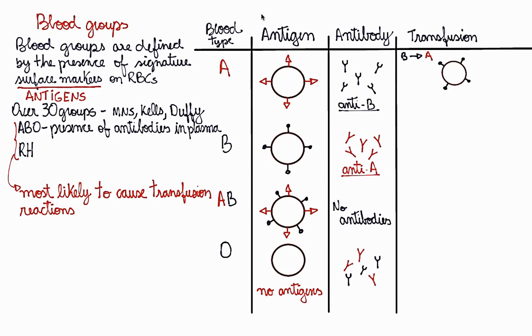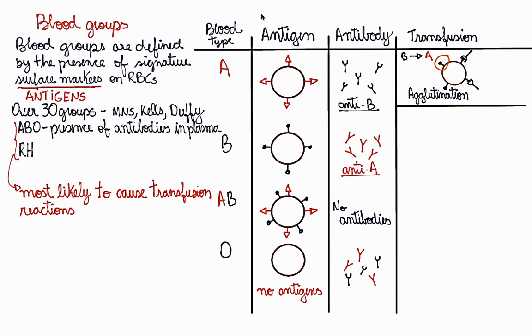So let's see how the transfusion reactions will occur. In this first example here, I have a person that is of the type B donating blood for a person that is of the type A. So the person that is donating the blood has on its cells the antigen or the surface marker of the type B.